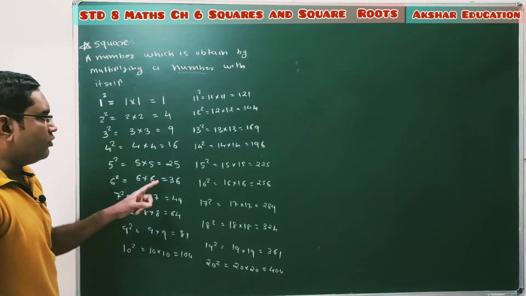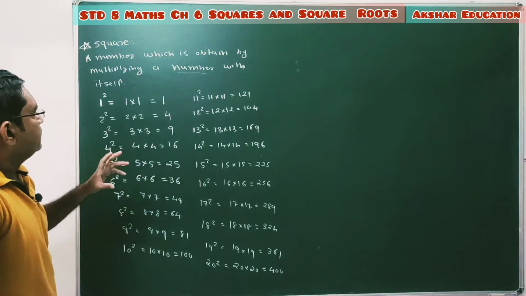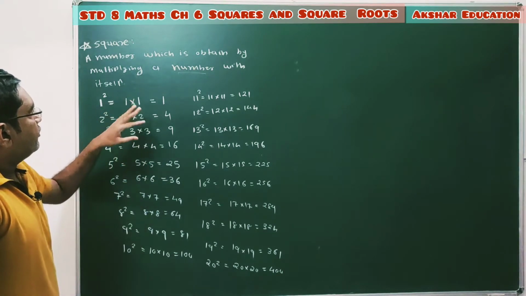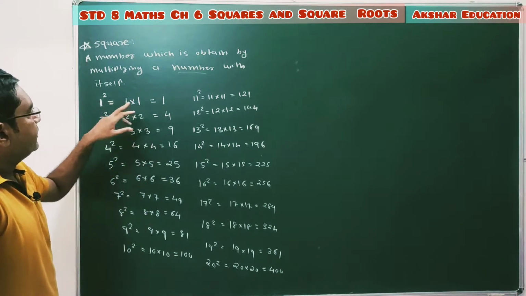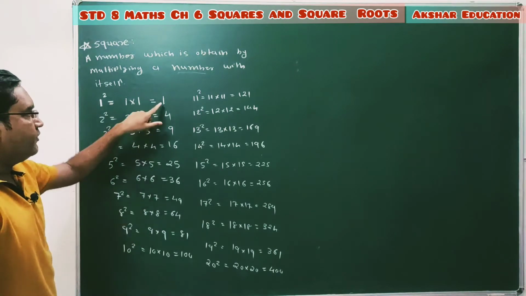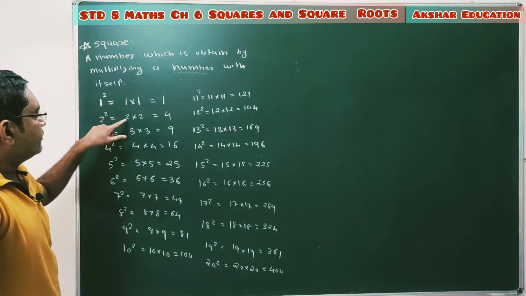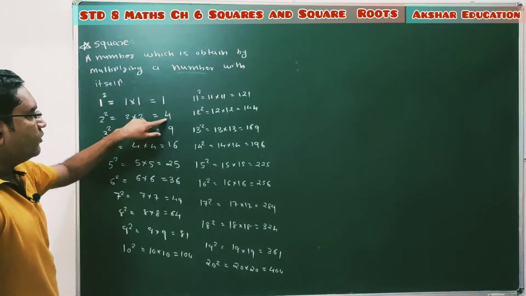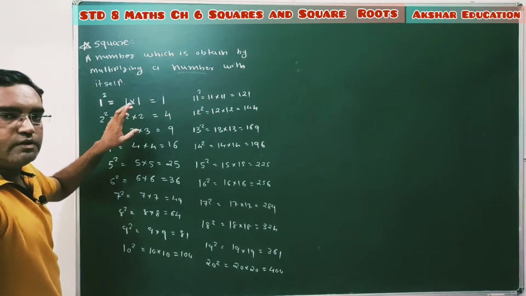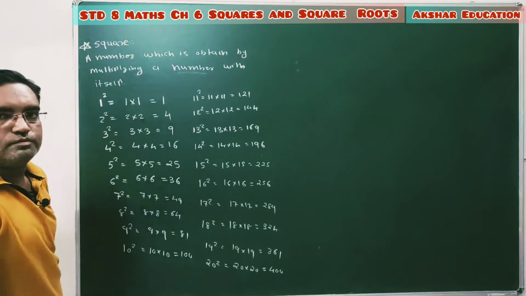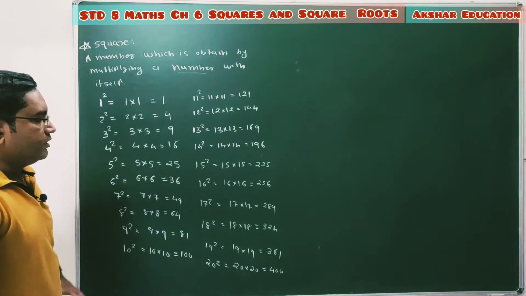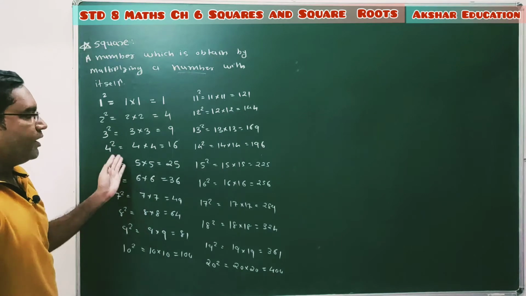The number which is obtained by, that means a number which is obtained by multiplying a number with a number is called the square of the number. So here you can see 1 square is 1. 2 square, so square of the number 2 is 4. So what is 4? It's a multiplication of 2 with 2. Done? Now that is the process, है ना, squaring the number.